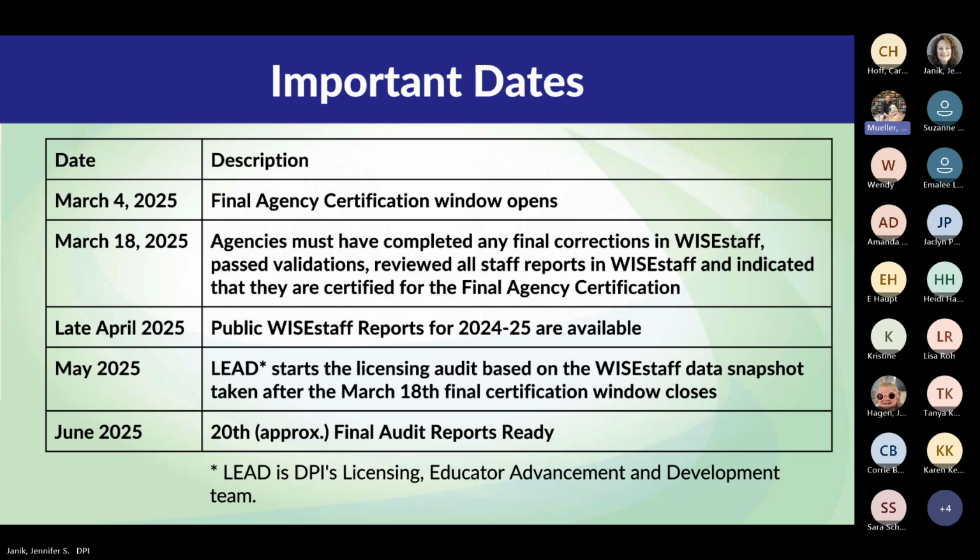Starting March 19th, WISEstaff data will become view only and you will no longer be able to make changes to your data. DPI will take a snapshot of the staff data, which will be used for our yearly publication of staff reports and the yearly licensing audit. Those staff reports will be published around the end of April or very early May, and the licensing audit will be started at the end of May and will continue into June. The publication of the final licensing auditing results will occur around January 20th.